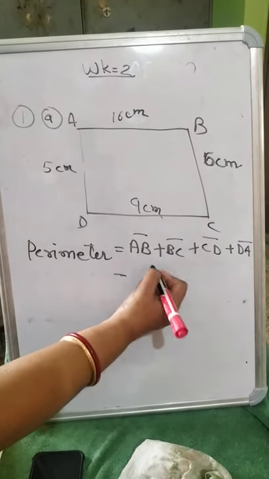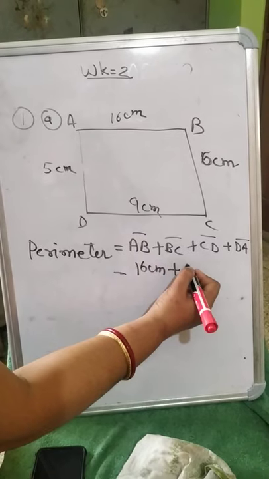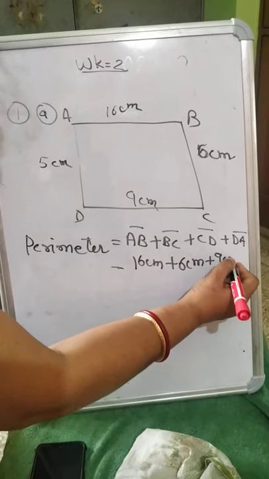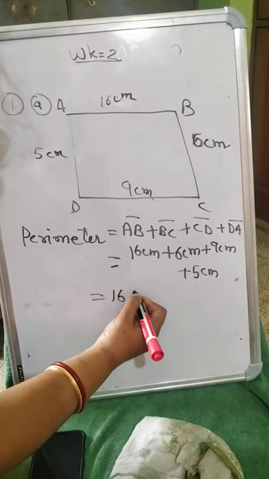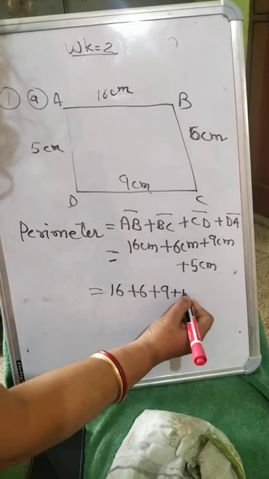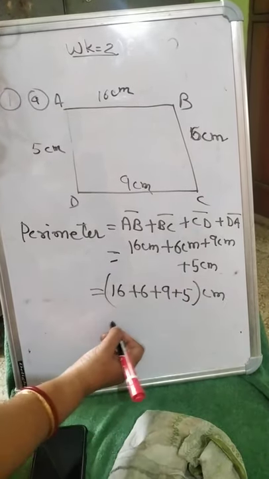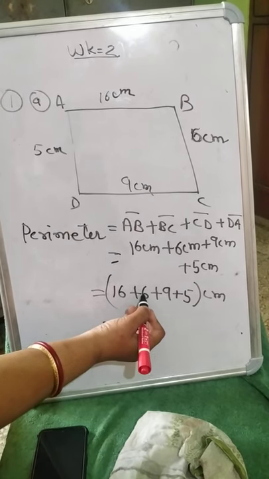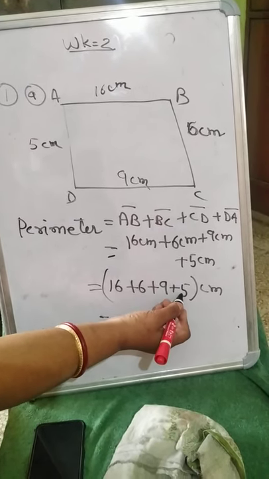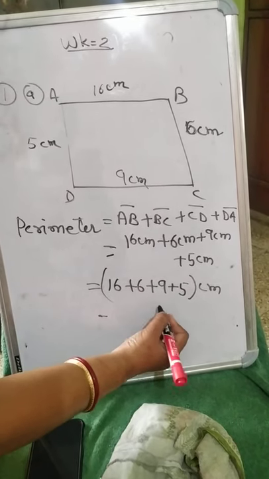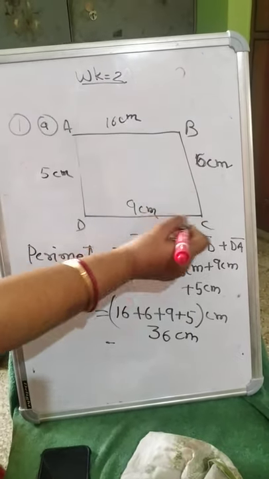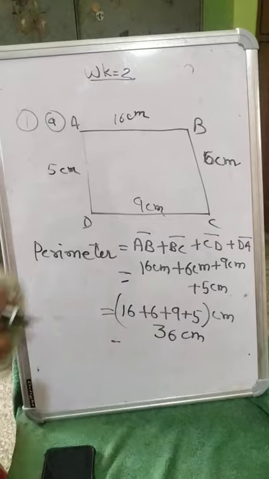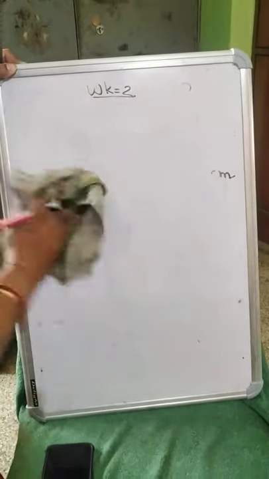So what is the measurement? 16 centimeters plus 6 centimeters plus 9 centimeters plus 5 centimeters. Right here, 16 plus 6 plus 9 plus 5, and then put the centimeter. Now let us add it. 6 plus 6 is 12, 12 and 7 is 19... 19 and 5 is 24... the sum is 36. So the perimeter of this closed figure ABCD is 36 centimeters. Similarly you have to do question number 1.